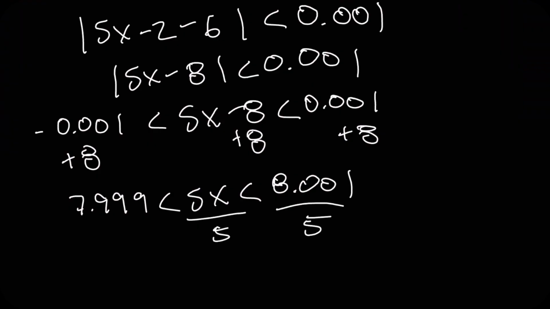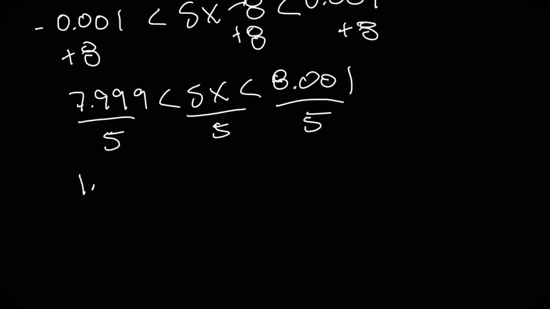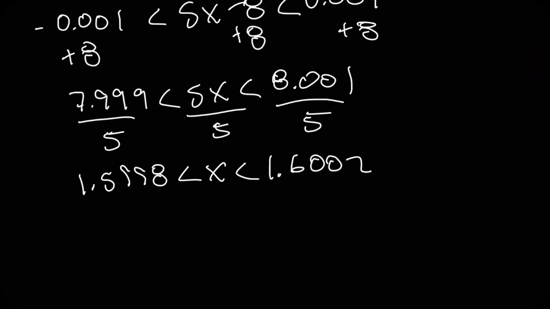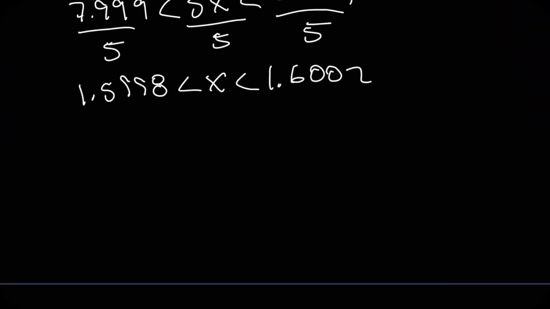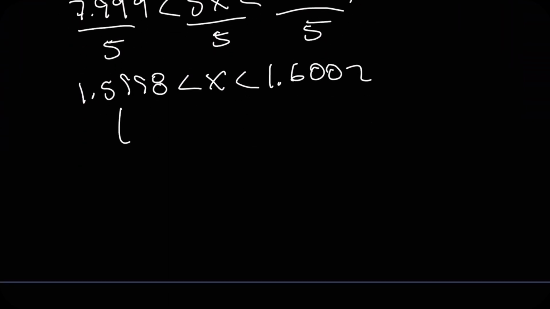Divide right and left hand sides by 5, and you're left with 1.5998 is less than x, which is less than 1.6002. So your final solution, you can go ahead and write 1.5998 and 1.6002.